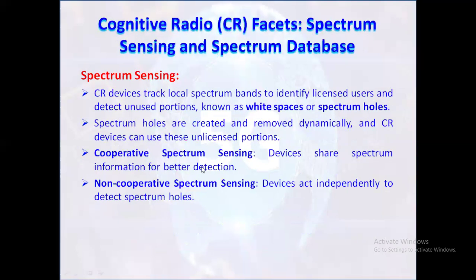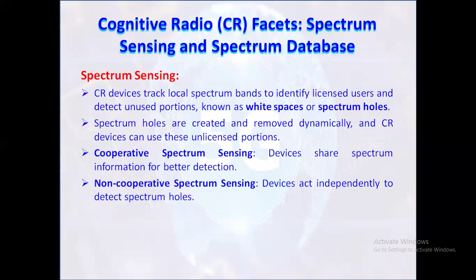Next, the cognitive radio facets. There are two types of cognitive radio facets: spectrum sensing and spectrum database. In a cognitive radio system, spectrum sensing is the process by which CR devices track and monitor local spectrum bands to identify which portions are being used by licensed users and which are available for use. The unused portions of the spectrum, known as white spaces or spectrum holes, can be dynamically created and removed as licensed users enter and leave the frequency band. CR devices can take advantage of the unused portions without requiring licenses.